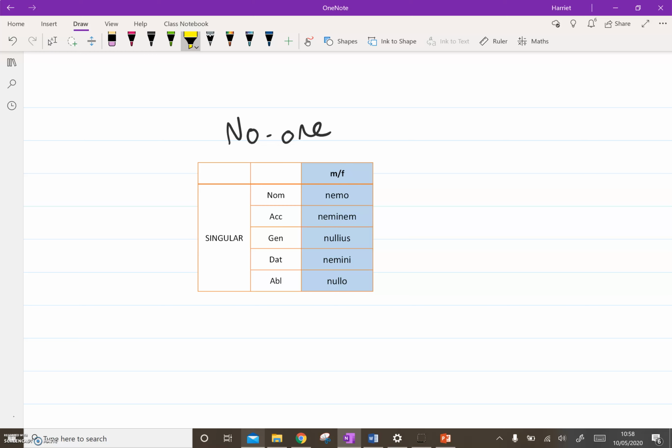And it's pretty weird. I mean, the accusative ends in M, but it's basically a different word to the nominative. The genitive does have that weird pronoun ending, and the dative does end in I. But because this pronoun is so weird, you basically just have to learn it as its own little entity in its own little world. So nemo, neminem, nullius, nemini, nullo. So watch out for any of these words, because they will be some form of nemo. So have a look over these pronouns, check you understand what's going on with the endings, check you understand their place in the sentence, and then we're going to do some exercises together.